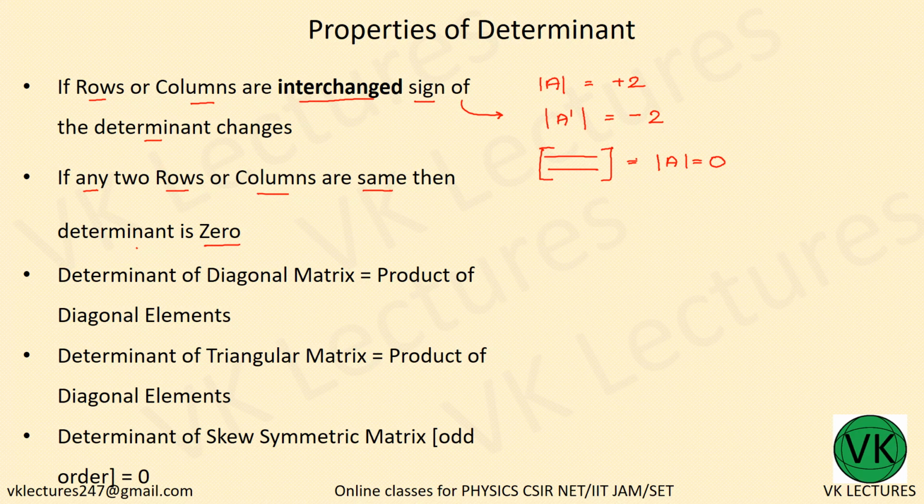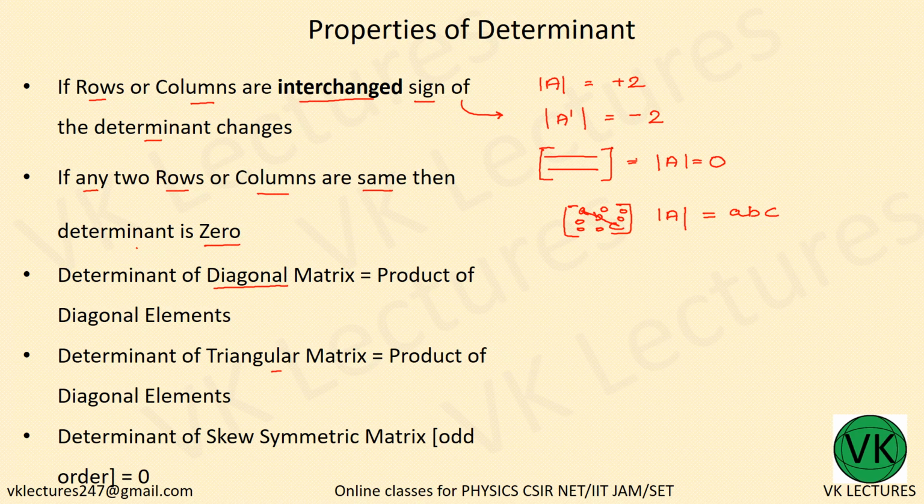Determinant of a diagonal matrix. Now for example, you have a diagonal matrix here. Diagonal matrix means only diagonal elements will be there, all other elements are 0. In such cases, the determinant of this matrix will be equal to product of the diagonal elements. If we are writing it as A, B and C, it will be equal to ABC. Determinant equal to ABC.